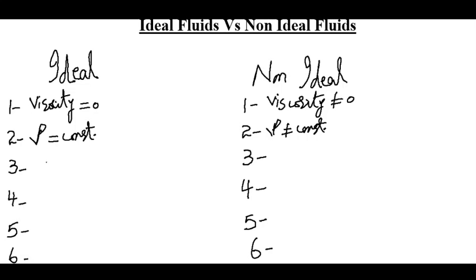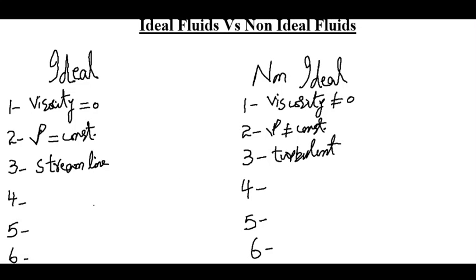The third difference between ideal and non-ideal fluid is that the ideal fluids always flow in a streamlined manner. That is, the flow of ideal fluids is smooth while the flow of non-ideal fluid is turbulent, or chaotic, or non-smooth.